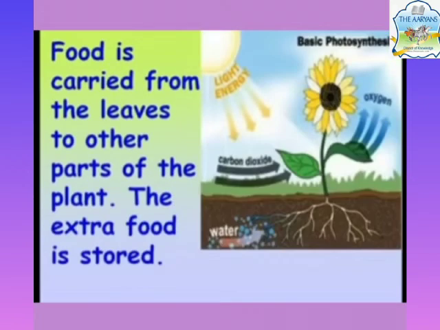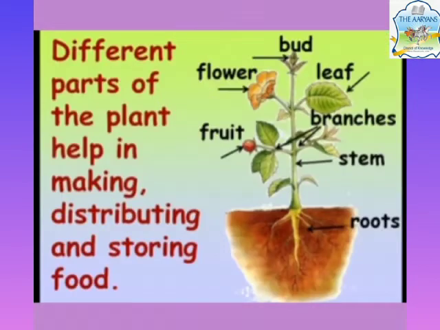Food is carried from the leaves to other parts of the plant. The extra food is stored. Different parts of the plant help in making, distributing and storing food. All the parts work differently in storing and distributing the food. Right?